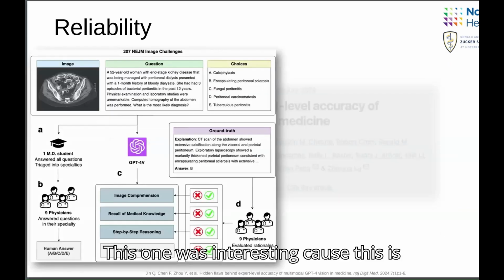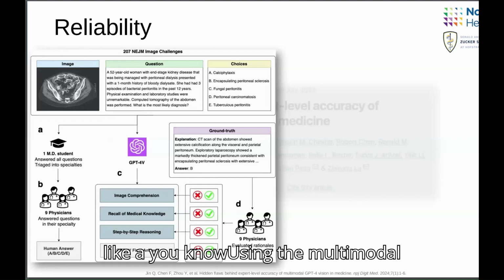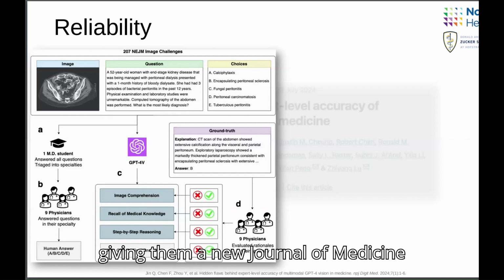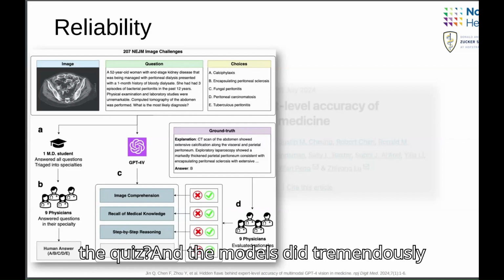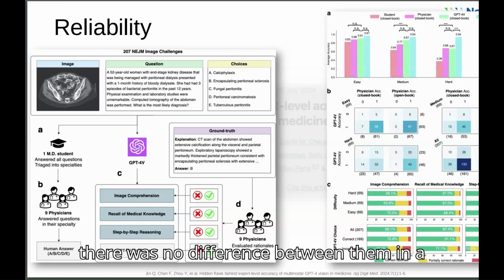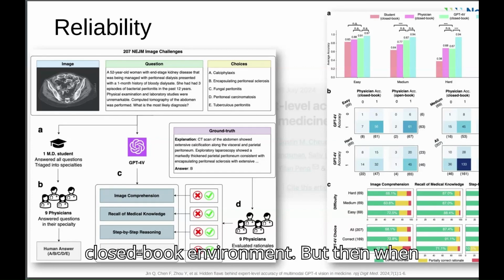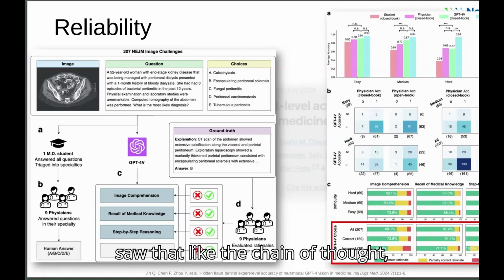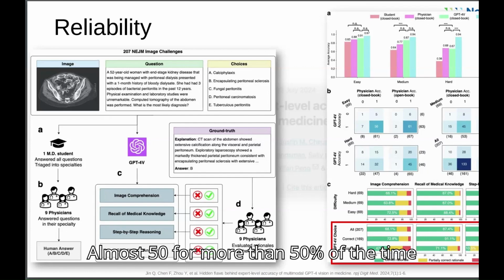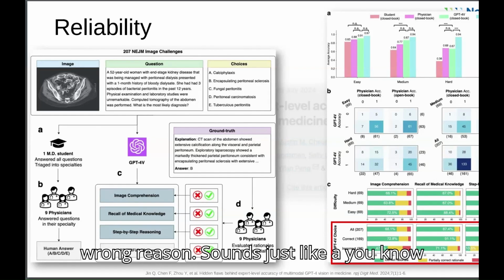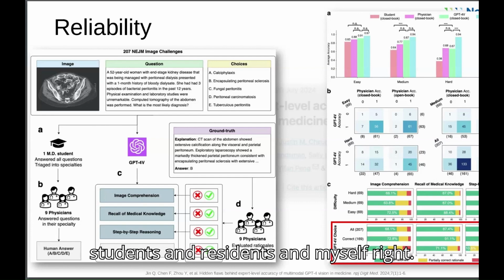This one was interesting because it used multimodal models, giving them a New England Journal of Medicine quiz and asking, can you answer the quiz? And the models did tremendously well. They were doing just as well as expert physicians, to the point where there was no difference between them in a closed book environment. But then when you ask them to explain, like the chain of thought, why you got to that answer, 30 to 50% of the time they gave the wrong reason. They got it right, but for the wrong reason. Sounds just like students and residents and myself, right?